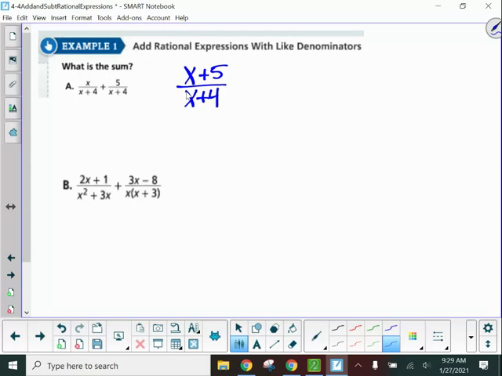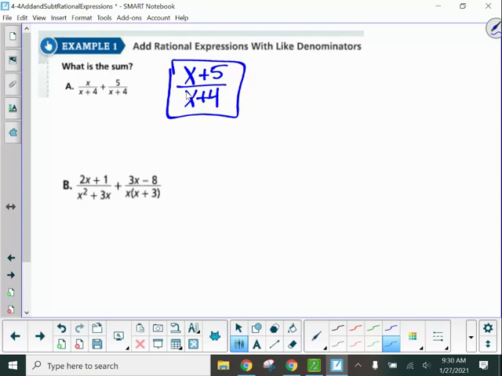There is no simplifying that we can do here. You cannot cross out the x's because the x is attached to the addition of the 5 and the addition of the 4. You can't just separate it from that. The only time you can cross out is if you have factors, and x is not a factor of either the top or the bottom of this fraction. So this would actually be your solution. There's nothing else we can do there.